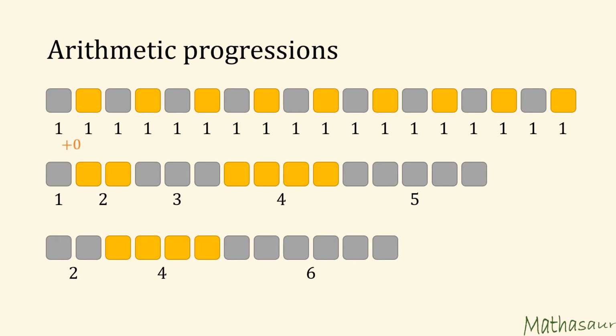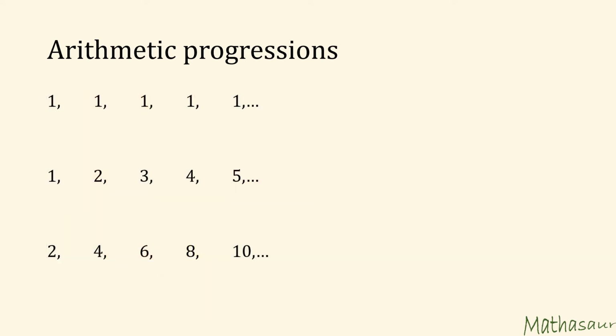Observe that in the first pattern we are adding 0 to get the subsequent number. In the second pattern we are adding 1 to get the next number. And in the third pattern we are adding 2 to get the next number. So in the first pattern we are taking the first term and adding a 0. So the first term, small a, is 1 and the number that we are adding, small d, is 0.